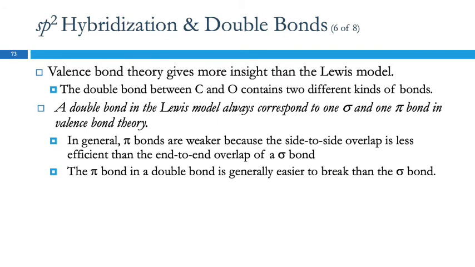So we have more insight here from valence bond theory than from the Lewis model. We see that the double bond between carbon and oxygen is actually two kinds of bonds. It's not the same. Whenever you see a double bond in the Lewis model, it's always going to be one sigma and one pi bond in valence bond theory. The sigma bond is first, and then those unhybridized p orbitals are going to bend and stretch around it. The pi bonds are weaker because that side-to-side overlap is less efficient. The end-to-end overlap is better. So the pi bond in the double bond is easier to break than the sigma bond.